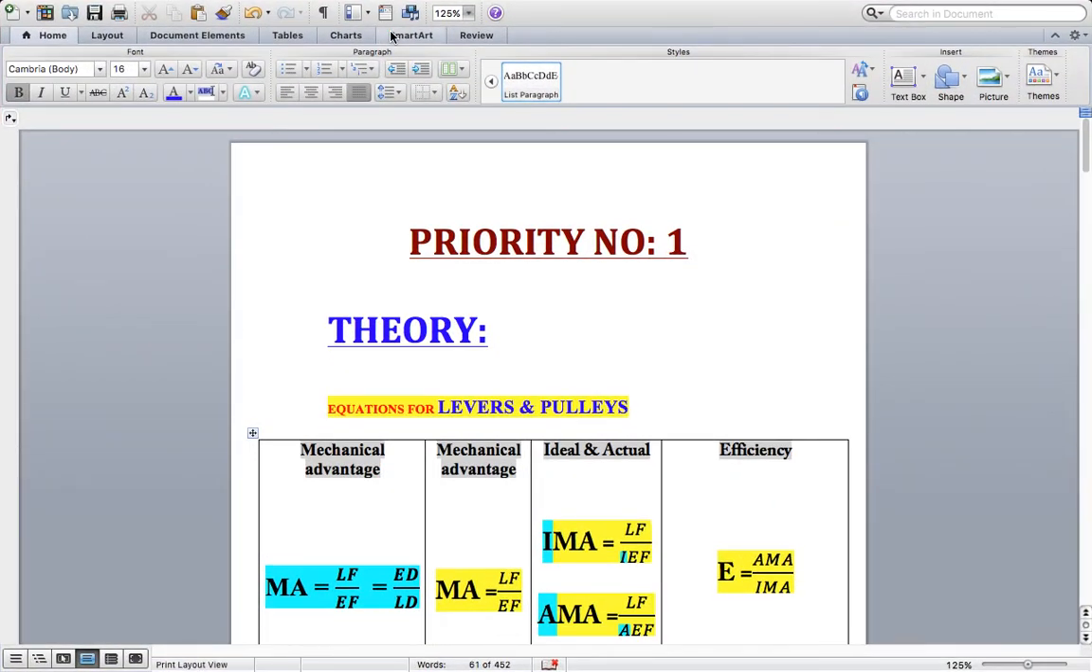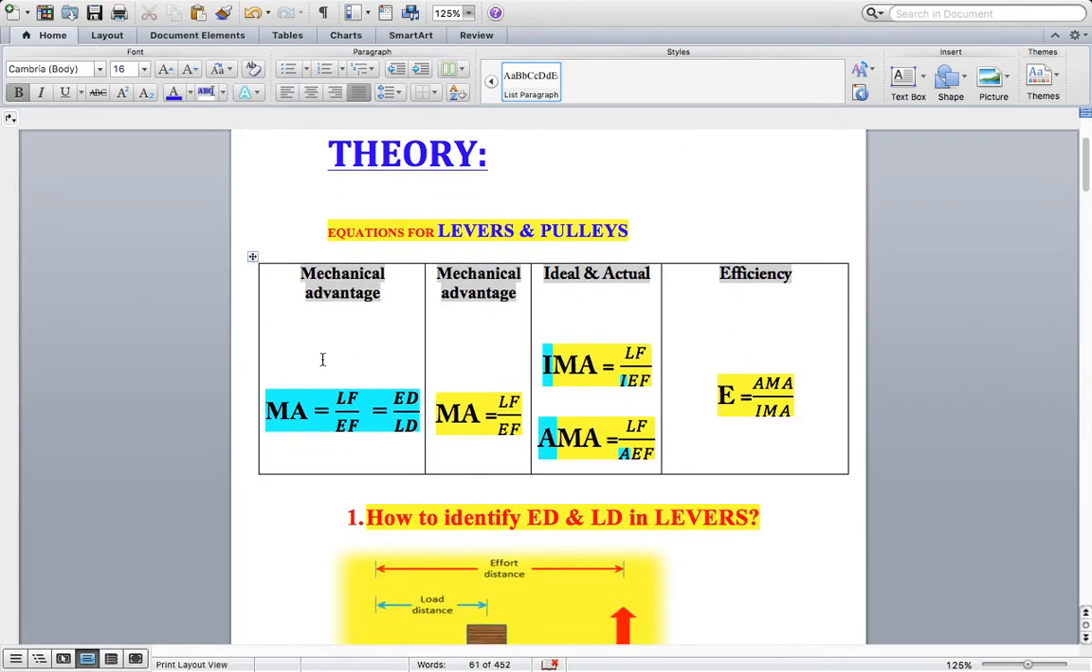Hi girls, let's start with the priority number one question, which is how to solve pulley and lever problems for the end of the term exam. Let's start with the theory part first. In the theory, first you have to focus on the equations for levers and pulleys, which is very important.